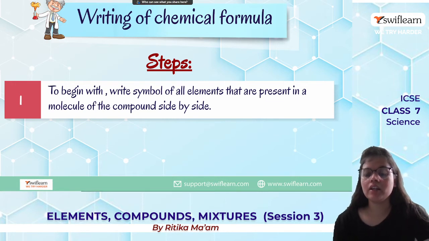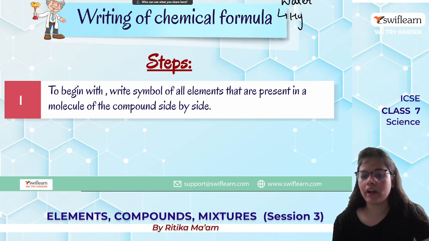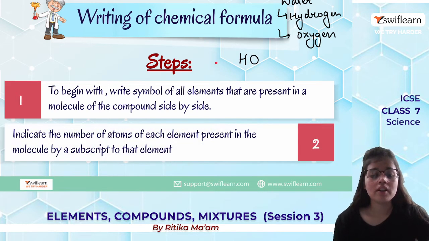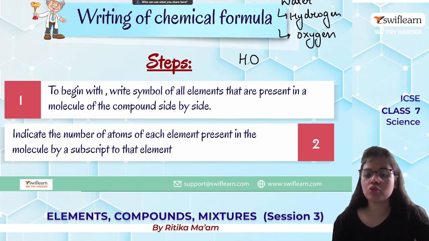We have to write the formula of water. Now water is a combination of what? Hydrogen and oxygen. So what is the method? Write the symbols of all elements that are present in a molecule of the compound side by side. So hydrogen's symbol is H and oxygen's symbol is O. Next, indicate the number of atoms of each element present in the molecule by a subscript to that element. So in water, hydrogen we have 2 and oxygen we have 1, right?